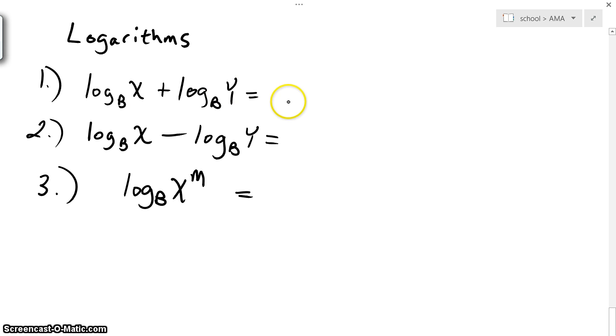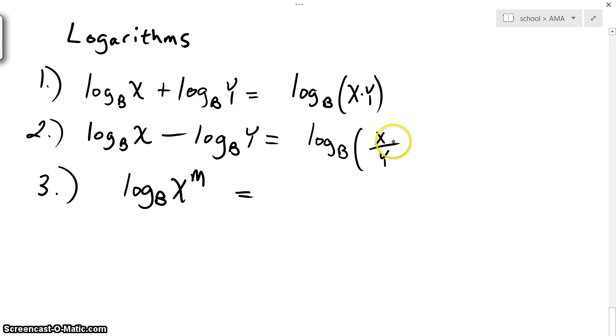If you're adding two logs with the same base, you may combine them into one log, write that as log base b, and multiply the arguments together. Similarly, if you are subtracting two logarithms, again with the same base, then you can combine those two logarithms into one and divide their arguments. The term that comes first, the one that is positive, will go in the numerator. What comes after the subtraction will be moved downwards.